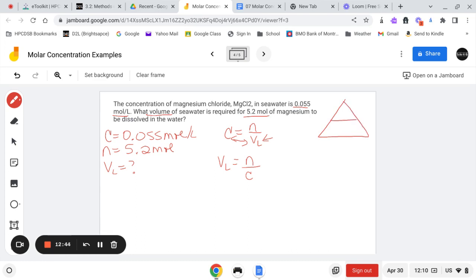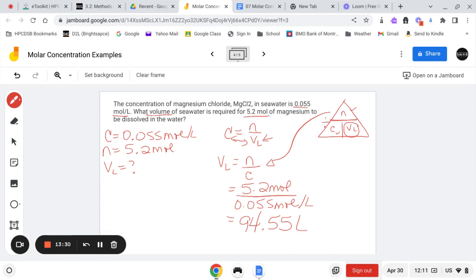Alternatively, if you're not interested in that, use your triangle. Okay, so C, n, V in liters. If I'm solving for V in liters, look what I'm doing. I'm taking moles and dividing by the concentration, because that's what this line means. And that's what we're doing right here. So we're just going to sub in our values. Moles go on top, 5.2 moles divided by 0.055 moles per liter. And we divide this out. Do this with me. 0.055. And I'm getting an answer of 94.55 liters. Okay, that is my answer.